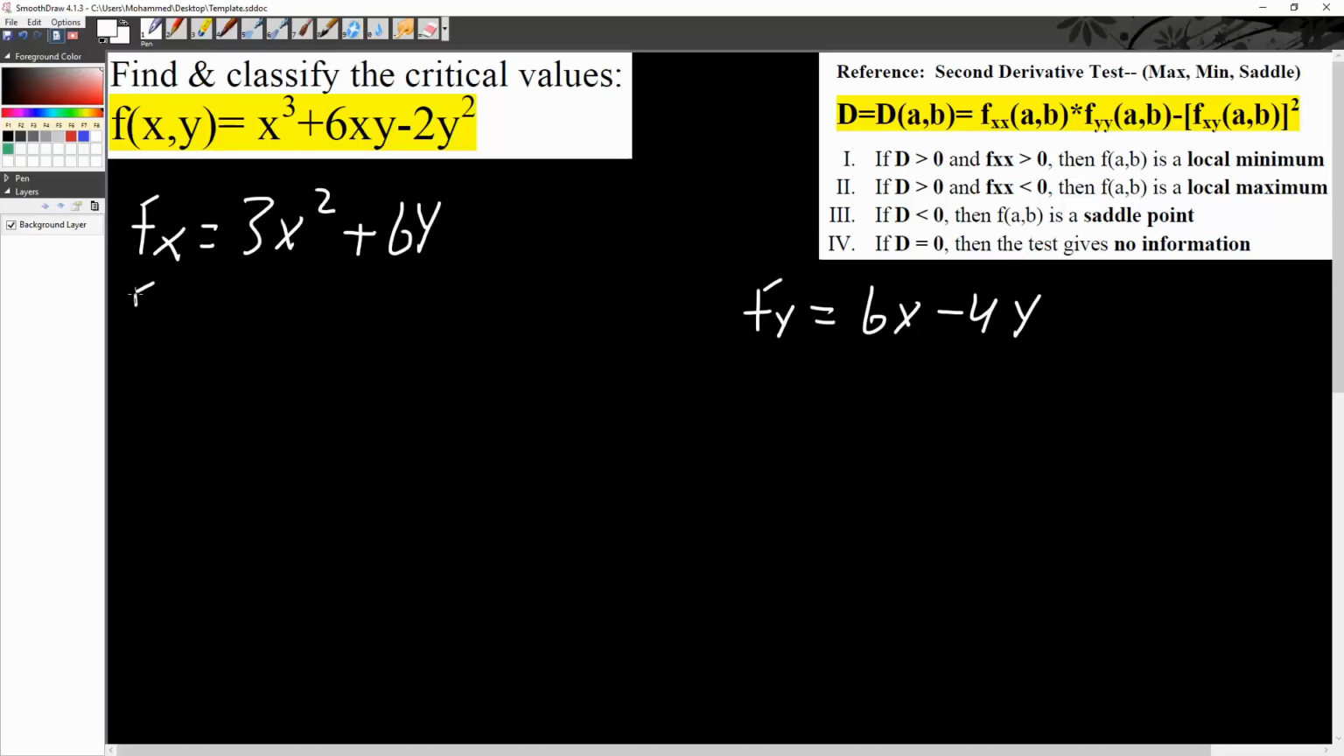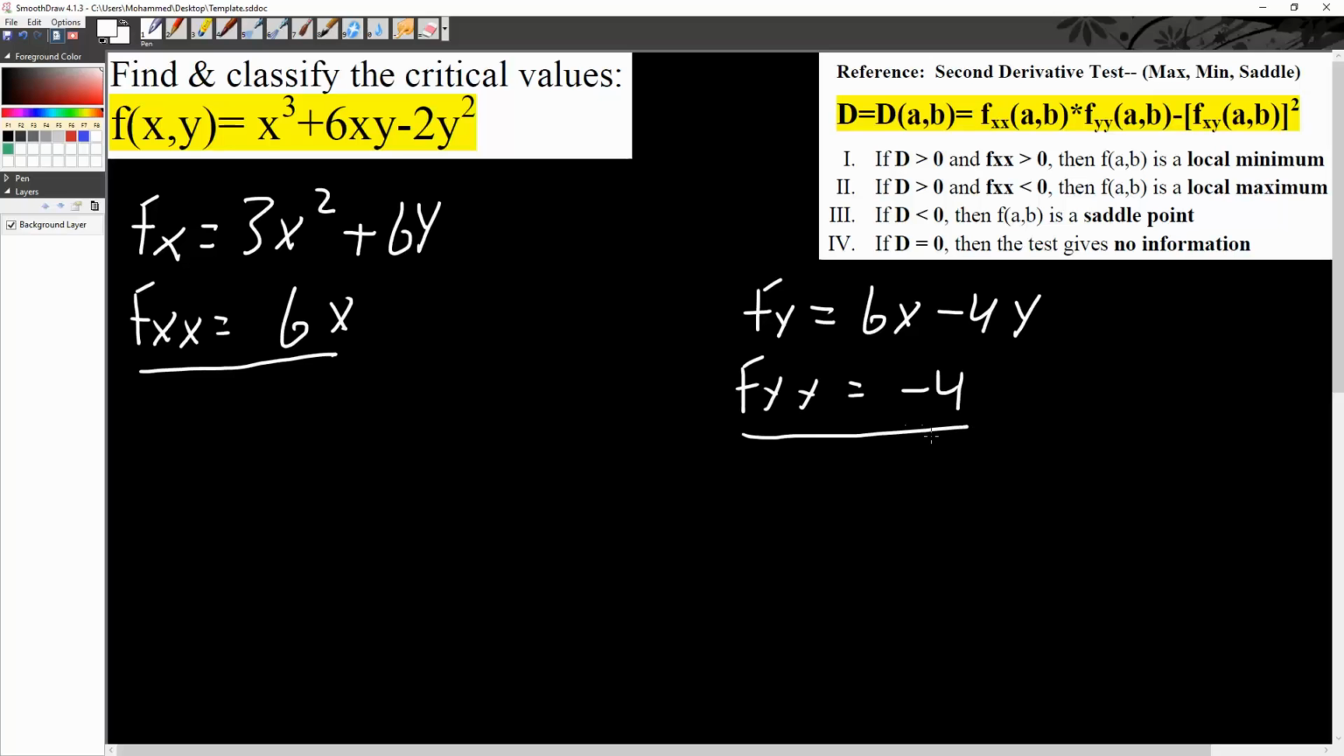Next, we get the second partial derivatives. So fxx equals 6x. This is important, so I'm going to underline it. And we also do fyy, and when we do that, we get negative 4. Likewise, fyy is also important. And we have to get fxy. We can take the partial derivative of this in terms of y, and so we would get 6. Another important term.